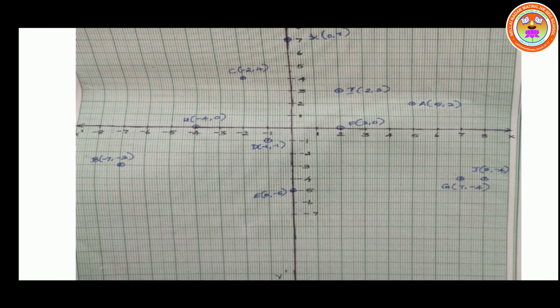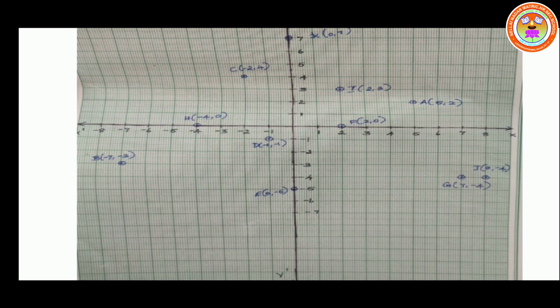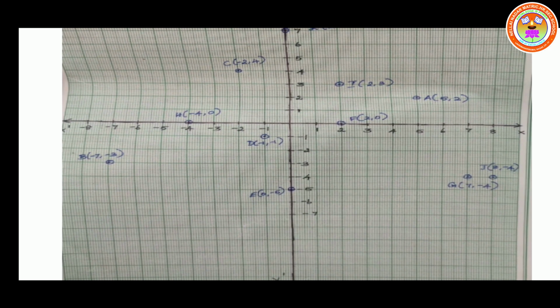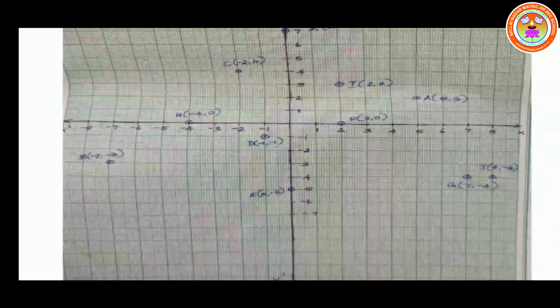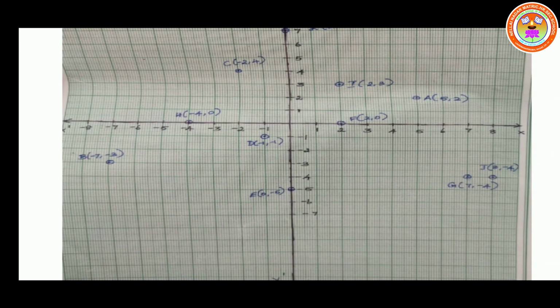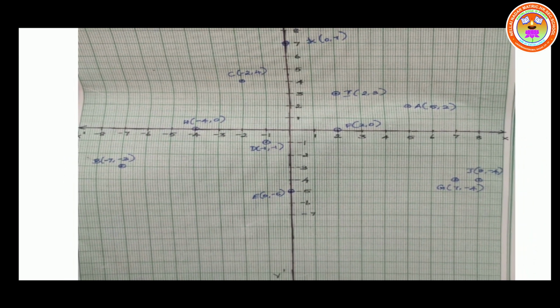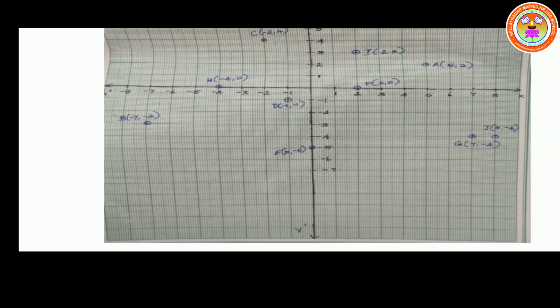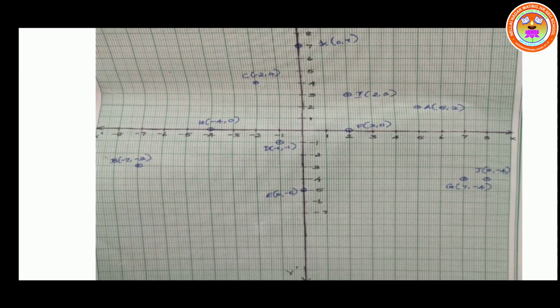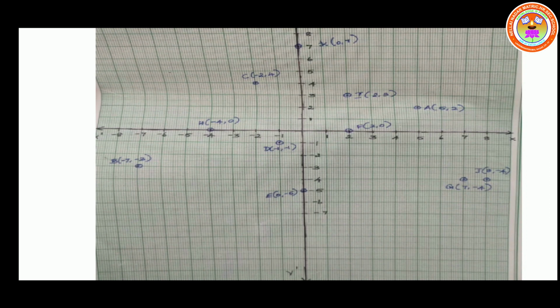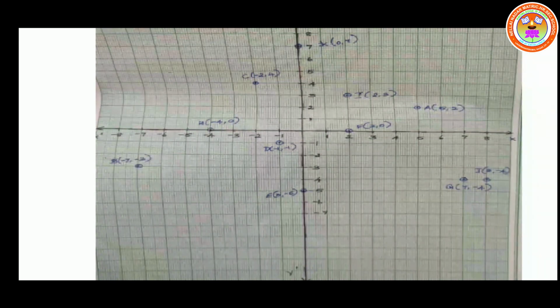Next, moving on to D. What is the D point? Minus 1 comma minus 1. Both my x and y are negative. So D of minus 1 comma minus 1. Next, E. What is the point E? 0 comma minus 5. So the x coordinate is 0 and minus 5 is the y coordinate. So the point lies on the negative axis of y.